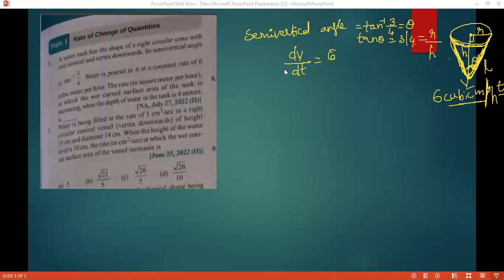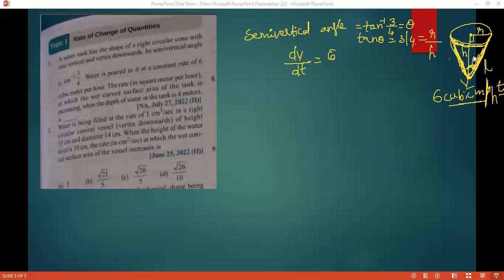So what is the meaning? At what rate with respect to time is it going to change its curved surface area, but at a particular condition, that when H is 4? Because no doubt H is also changing. Whenever you are pouring water, with respect to time, the height or the depth of the water goes on changing.